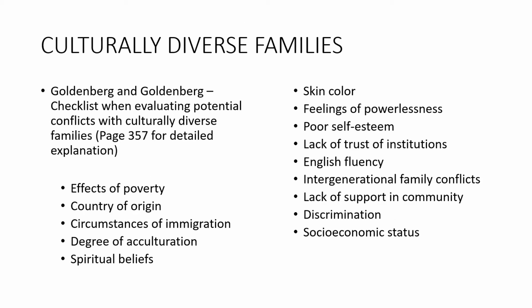Culturally diverse families. Goldenberg and Goldenberg developed basically a checklist when evaluating potential conflicts with culturally diverse families. More info is on page 357 for detailed explanation, but basically what they do is they're looking at the effects of poverty, country of origin, circumstances of immigration, so reasons why people left maybe their country and moved to America, degree of acculturation, which means how much are they adopting of American culture as opposed to their home culture.